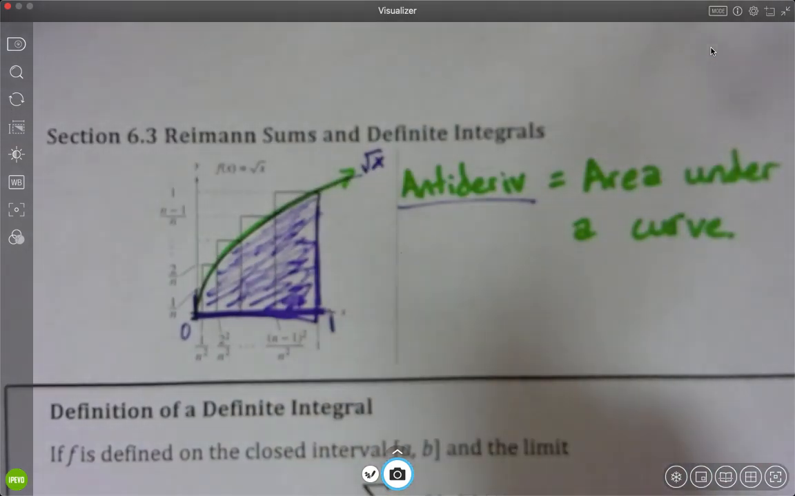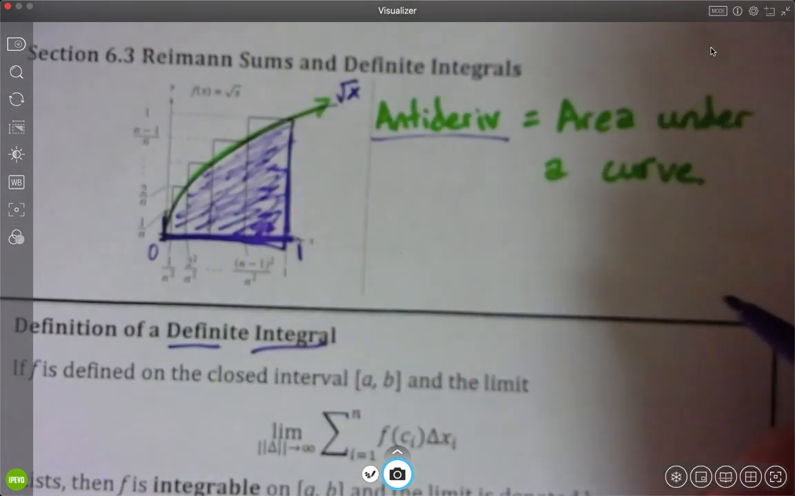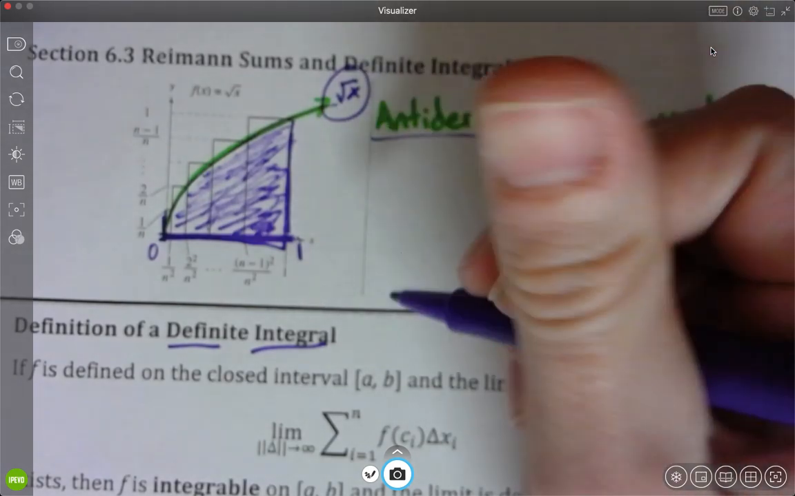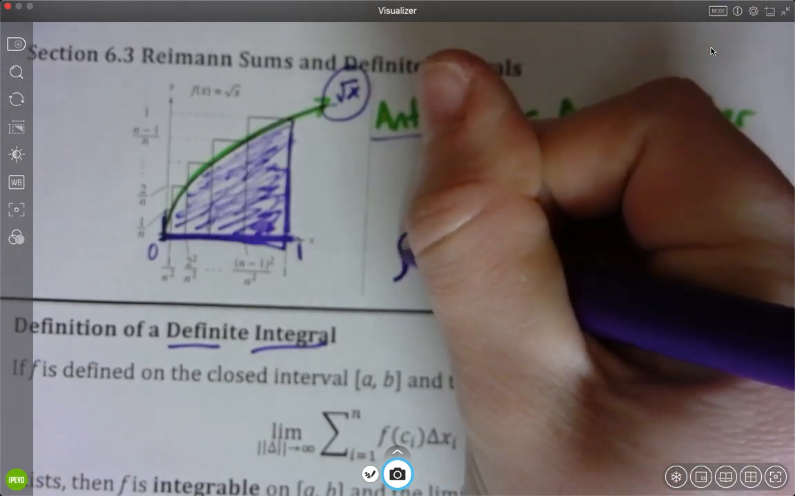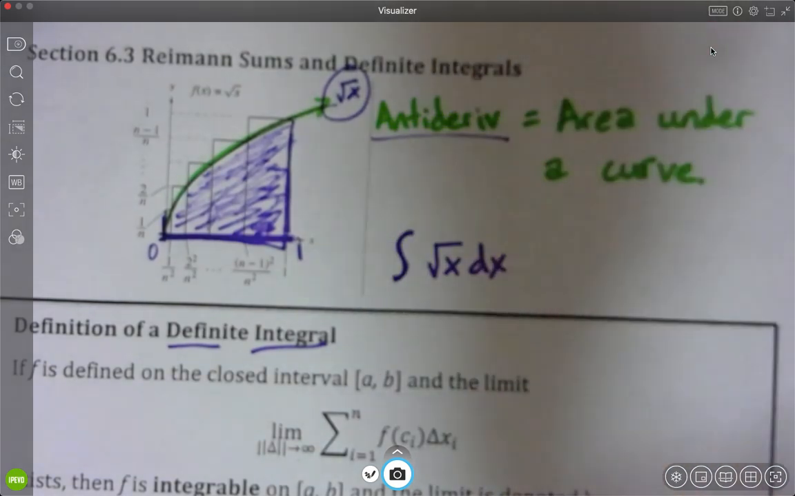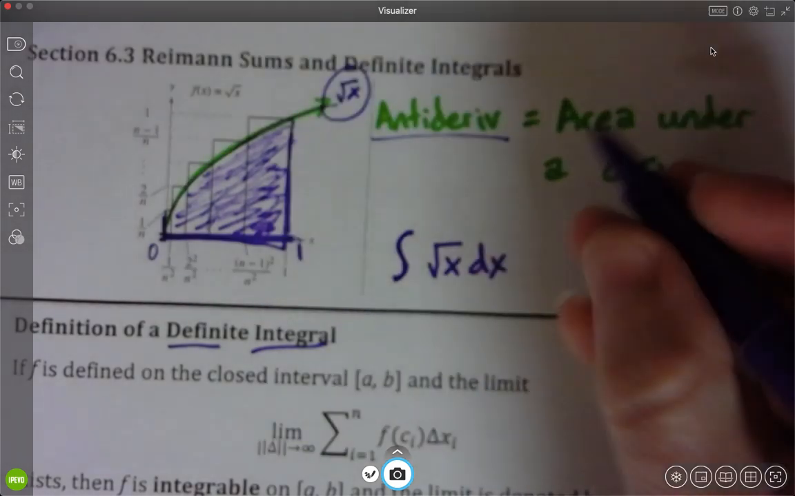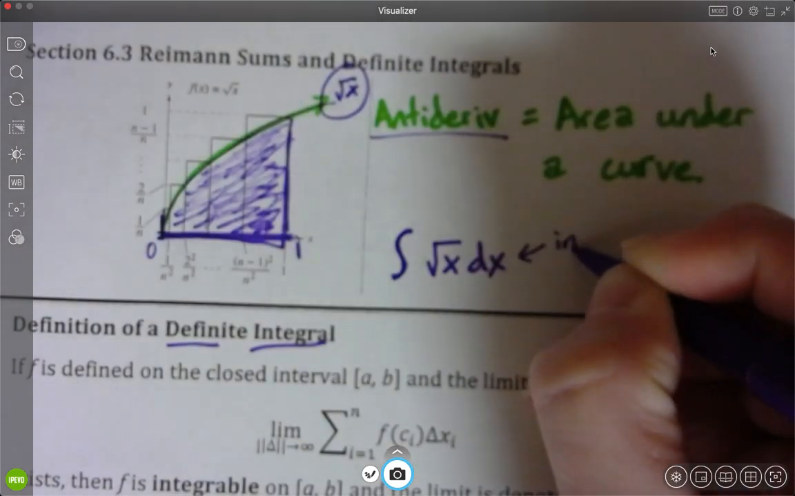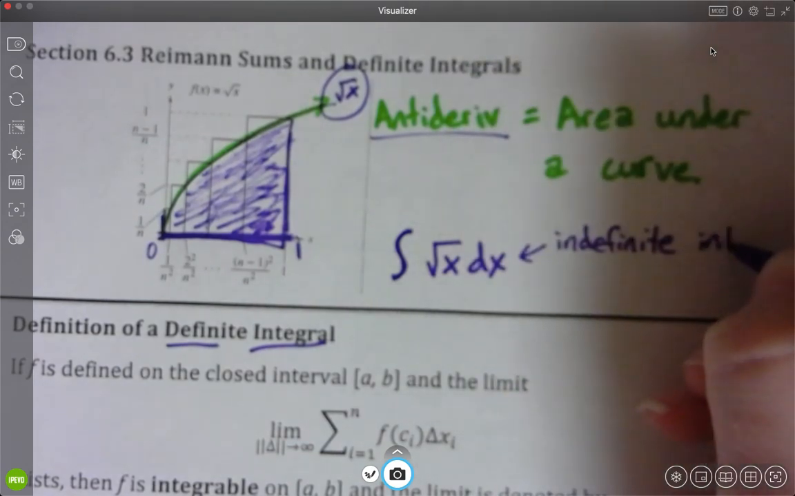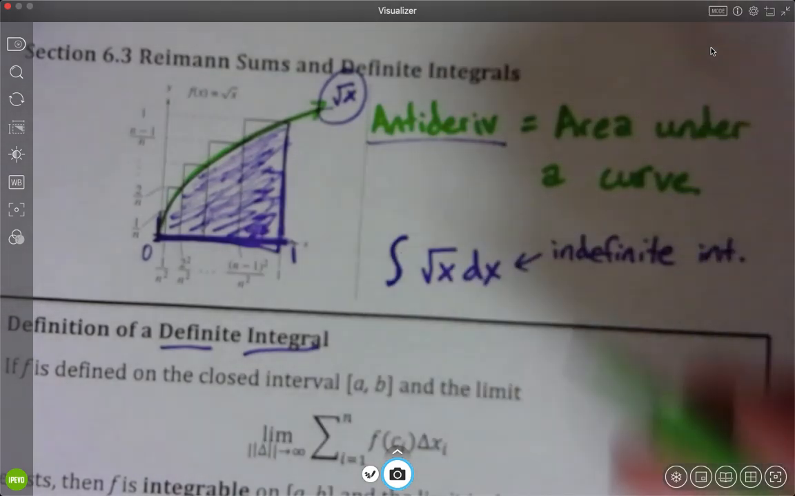And so what that's going to look like is it's going to be called a definite integral, okay? If we were to set this up and find the antiderivative of the square root of x in the past, it would look like this integral symbol, and it would be the square root of x, and we would write dx afterward, okay? That's how we would know that we are trying to find the antiderivative. This is an indefinite integral.